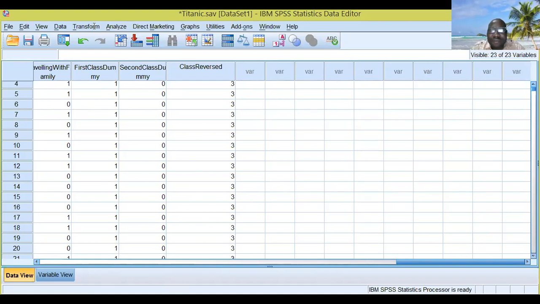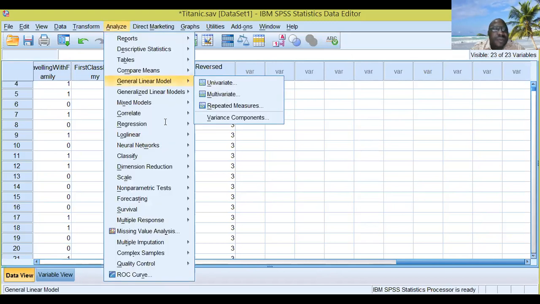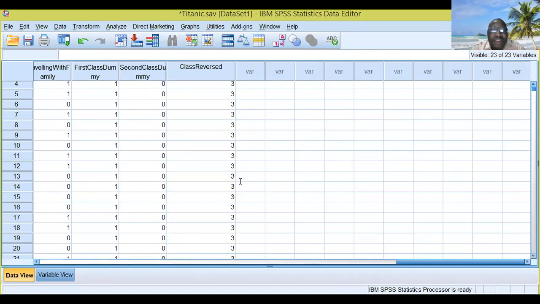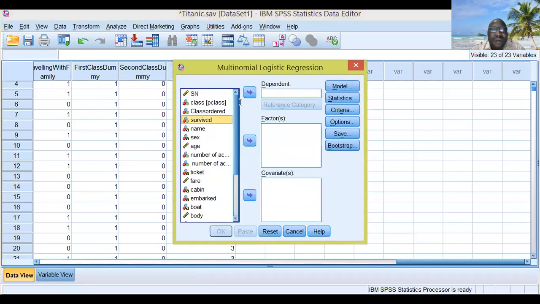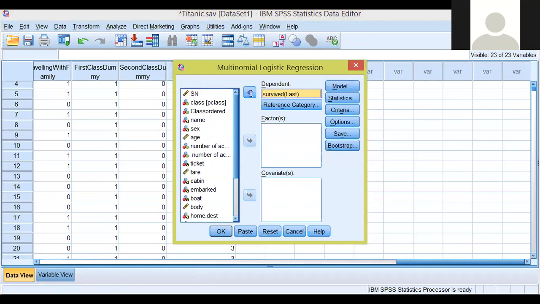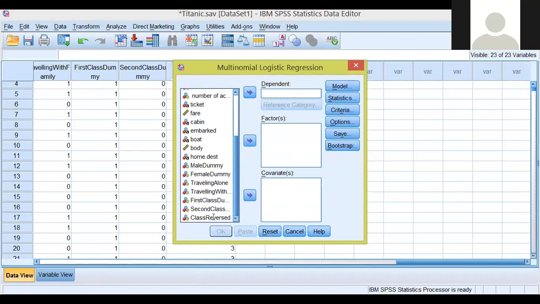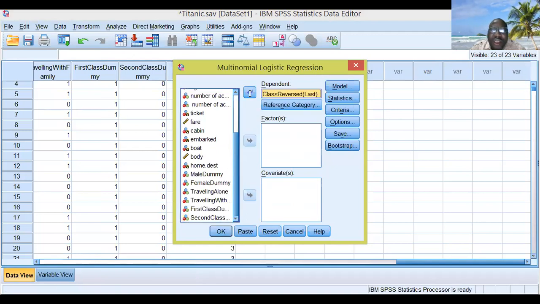Go to analyze. Regression. Multinomial logistic. Click on multinomial logistic. Dependent: not survival, it's the class. But can it take 2 there? Okay, you put the reverse. I'm even looking at the arrangement here. I was expecting to use a dummy.